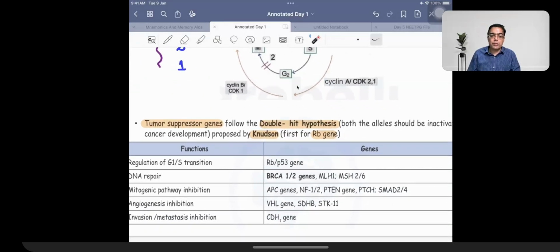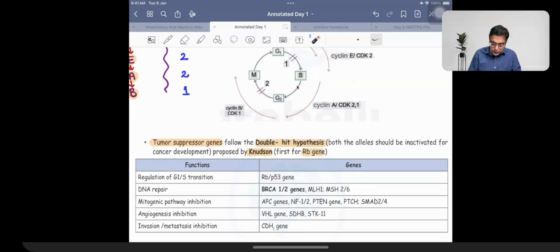Then we are going to be talking about tumor suppressor genes. There are two genes present, which act like a brake. Therefore, both the genes have to be mutated for the cancer to develop. That's why the double hit hypothesis. So for a proto-oncogene, only one gene mutation can cause cancer. For tumor suppressor genes, both the genes have to be mutated, only then there will be cancer. Who discovered tumor suppressor genes and the double hit hypothesis? Knudson. For which gene? RB gene, right?